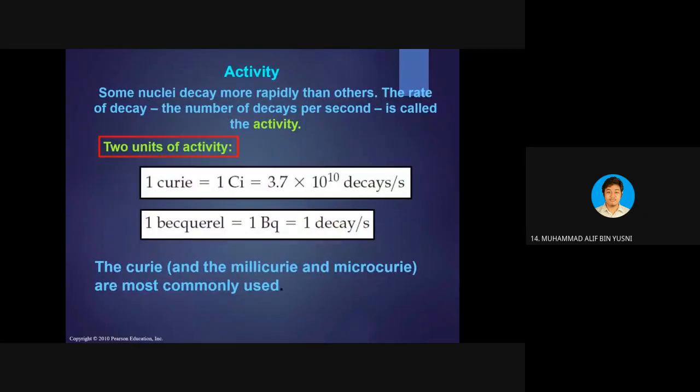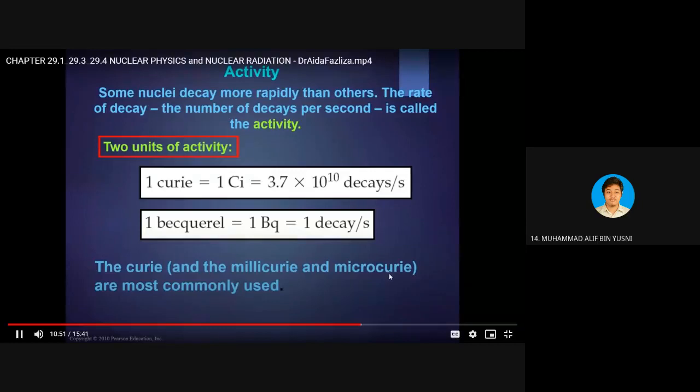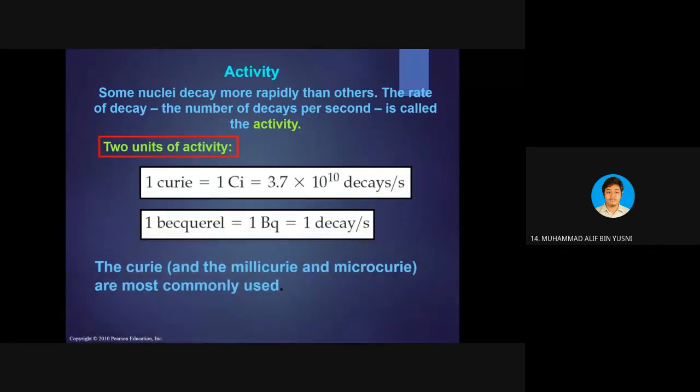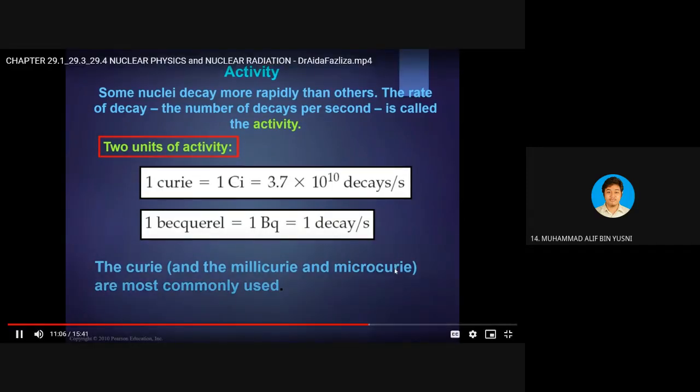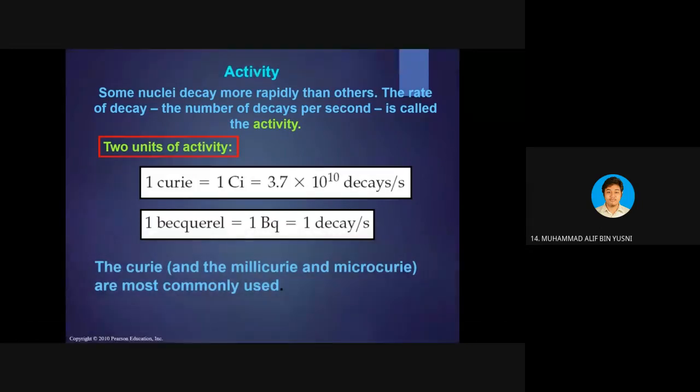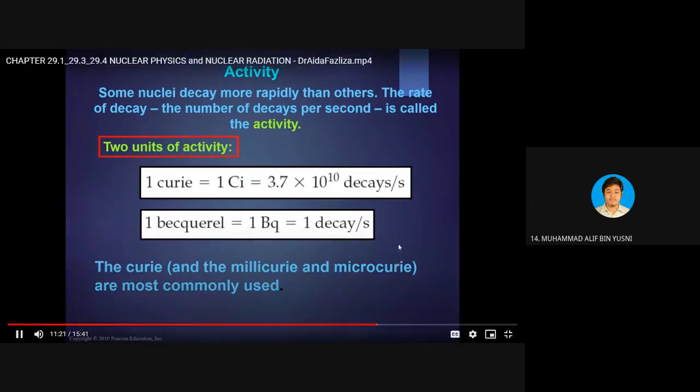Activity. Some nuclei decay more rapidly compared to others. The rate of decay, the number of decays per second, where rate means divided by time, is called the activity. There are two units of activity. The first one is the Curie, and the other is the Becquerel, which both come from scientists' names. One Curie, 1 Ci, equals 3.7 times 10 to the power of 10 decays per second. One Becquerel, 1 Bq, equals 1 decay per second. Usually millicurie and microcurie are most commonly used to calculate activity.